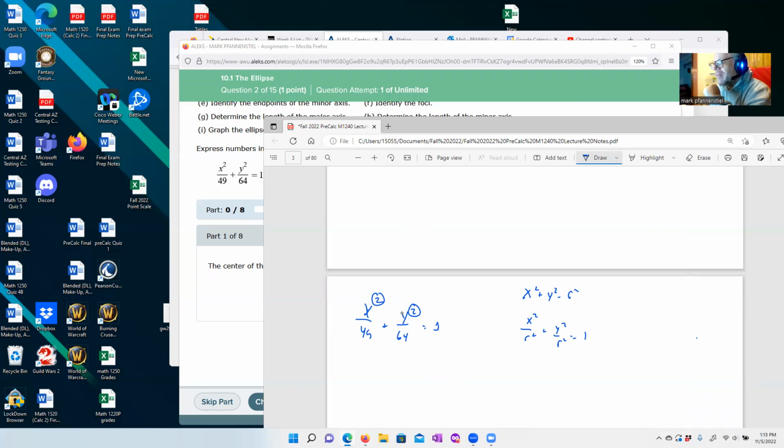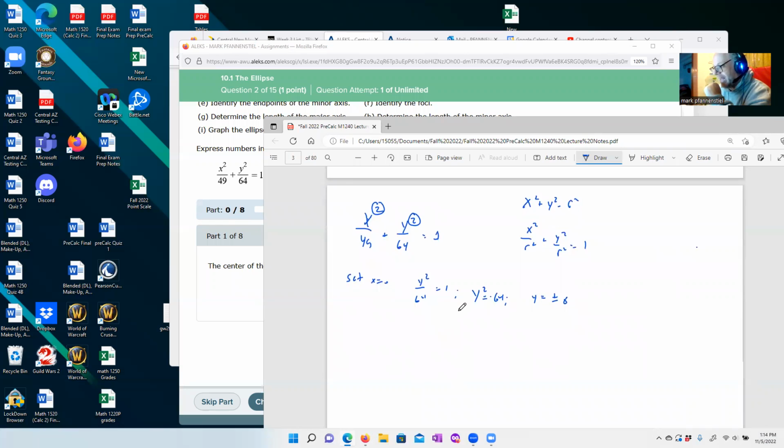We're going to use something called the method of intercepts for a lot of problems in this section. So we're going to set x equal to 0. We have y squared over 64 equals 1. Y squared equals 64. Y is equal to plus or minus 8. So our radius in one dimension is going to be 8. Set y equal to 0. We have x squared over 49 equals 1. X squared equals 49. X equals plus or minus 7.